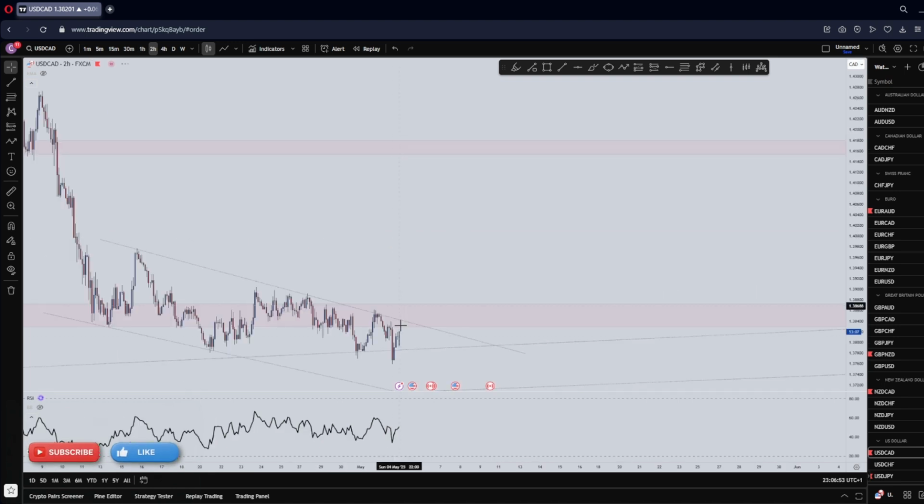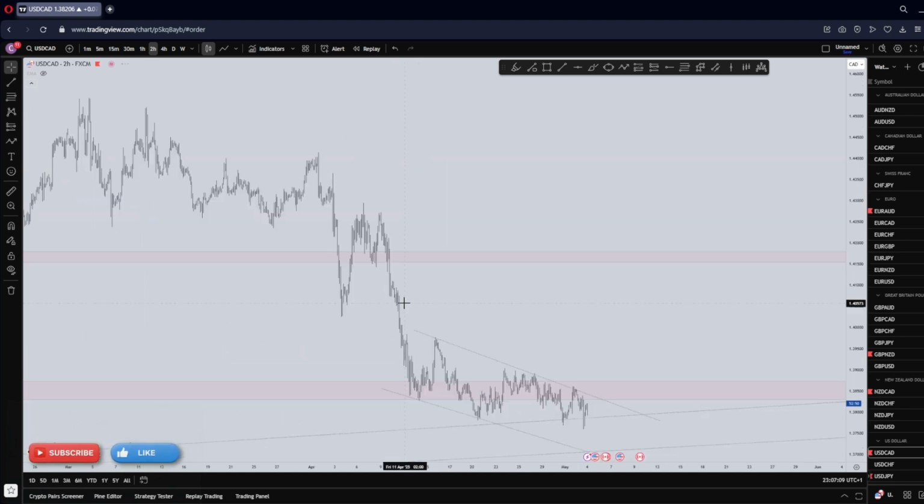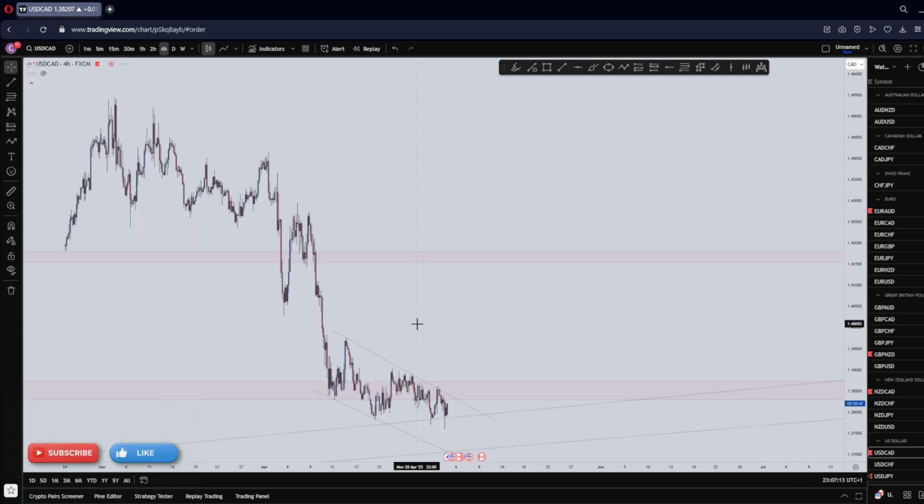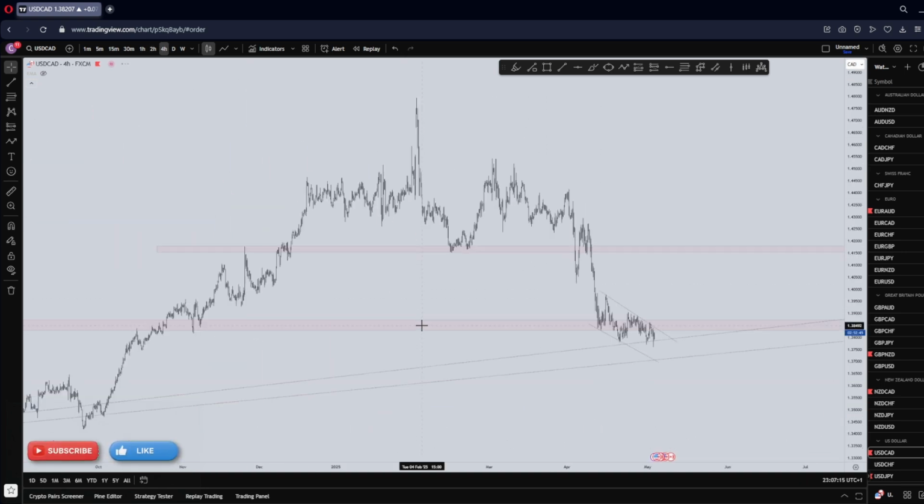I think the thing is price just has to break out of this trend line and show commitment to the upside. Then we know that yes, the trade is valid. Well, for now, we just have to wait and sit on our hands and see how price plays out.